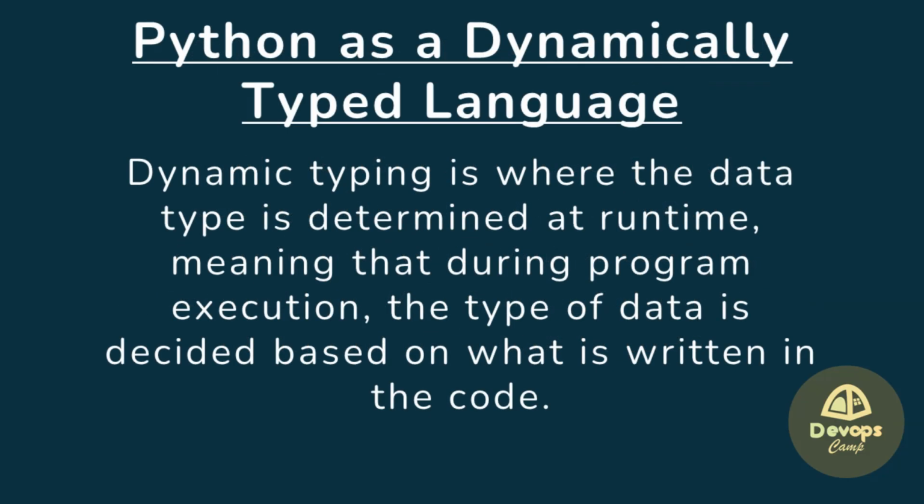So what's the meaning of a dynamically typed language? In dynamically typed languages, the programmer does not need to declare the data type of a variable, unless there is a special case. The data type is determined by the runtime itself, during the execution of the program, based on the code and its usage.